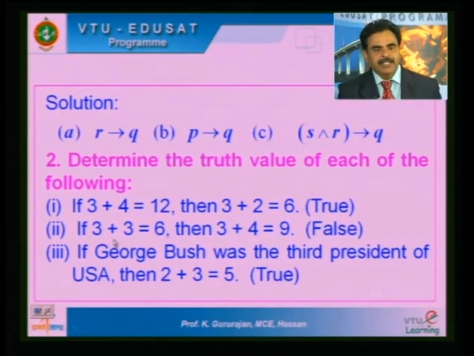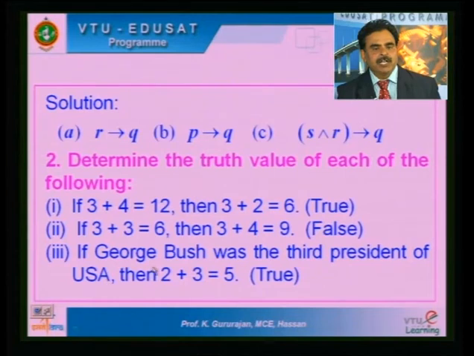Now, second, if 3 plus 3 is 6, then 3 plus 4 is what? 9. Now, I can consider P means 3 plus 3 is 6. This is true, but 3 plus 4 equal to 9 is false. So, true false will produce what? False. The implication will assume the truth value false.